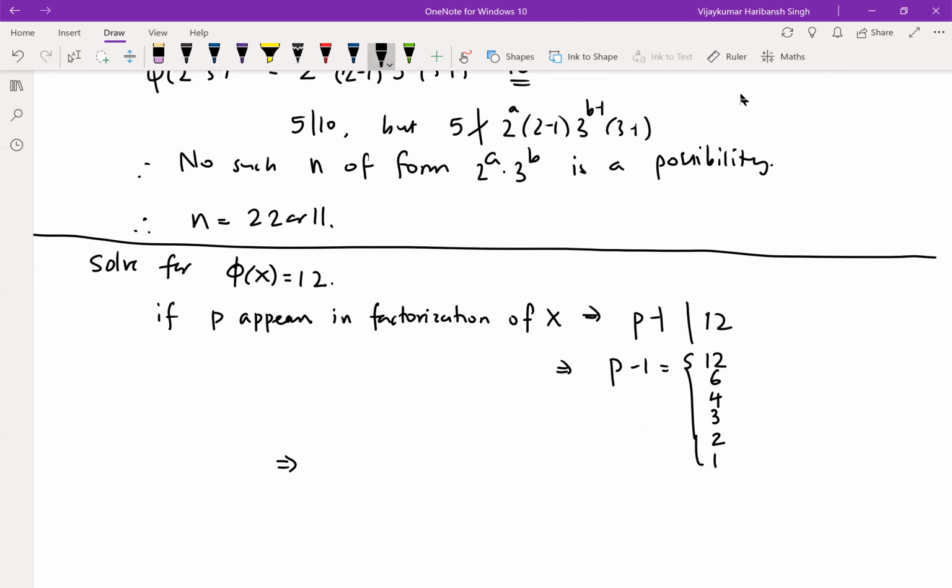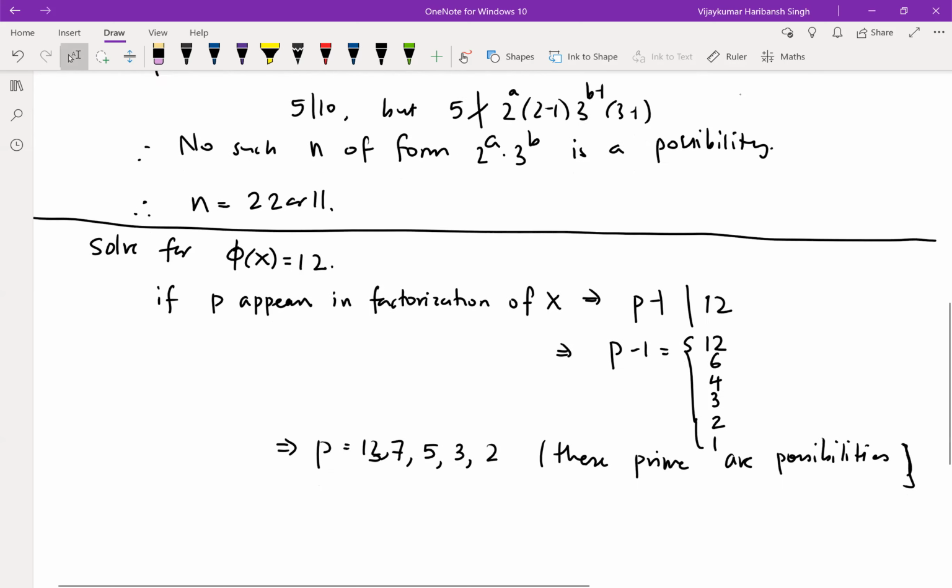So this implies p equals 13, 7, 5, 4 is not a possibility since 3 plus 1 is 4 which is not prime, then 3 and 2. So these primes are the possibilities which can appear in the factorization of x. So p equals 13, my bad, right?